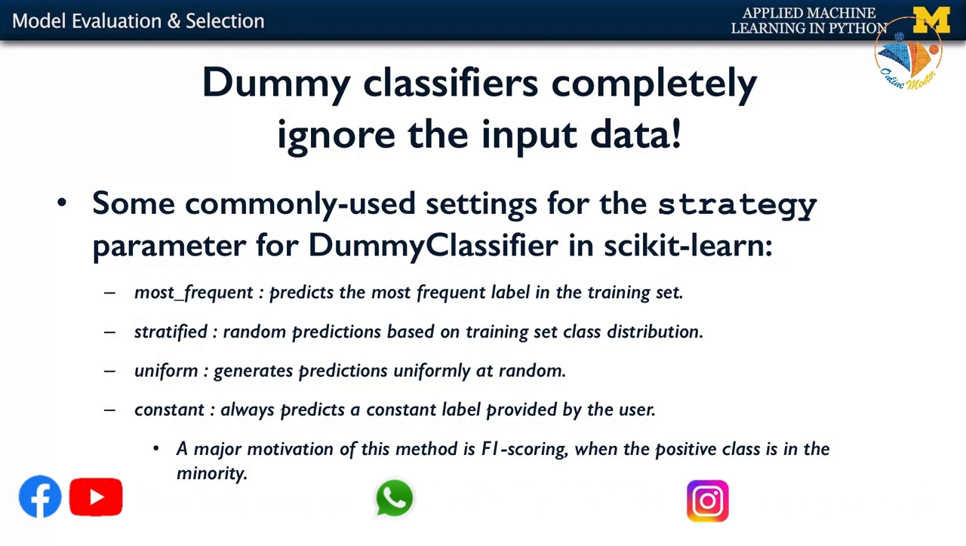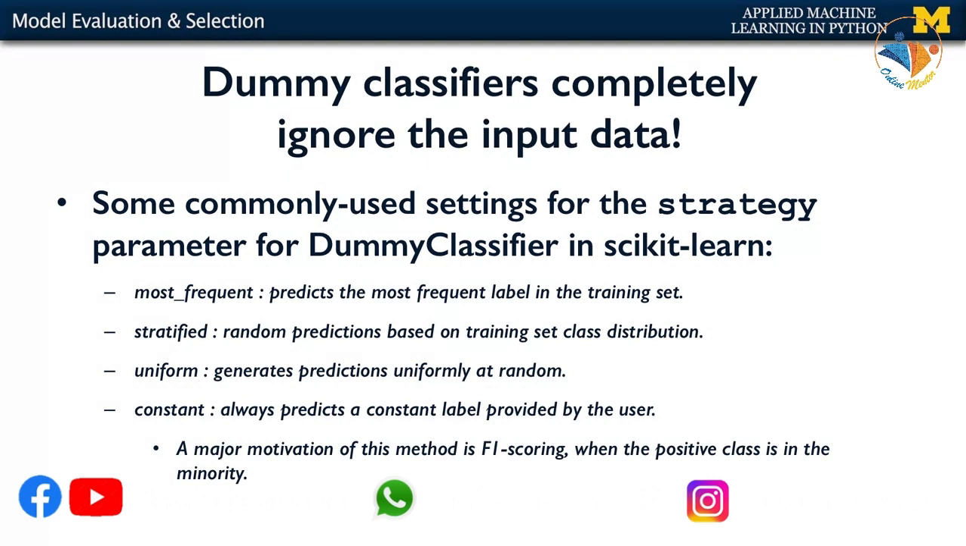For example, if the positive class occurs 90% of the time in the training set, then the stratified dummy classifier will output the positive class label with 90% probability. Otherwise, it will output the negative class label. This can help ensure that metrics that rely on having counts of both positive and negative class prediction outcomes can be computed.